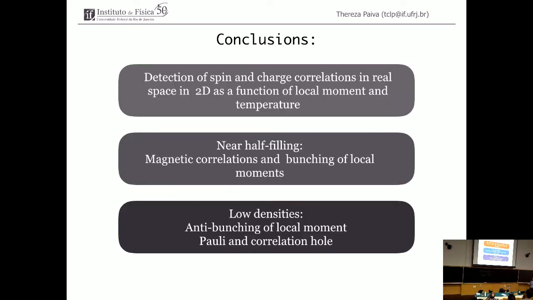So for this first part, the conclusion we come to is we can detect spin and charge correlations and observe what happens as a function of density. Temperature is not controllable through the experiments. Actually, the experiments need theory to go with so that they can know the temperature they are having. Near half filling, we see this bunching of local moments, and at low densities, on the other hand, we see this anti-bunching of local moments.